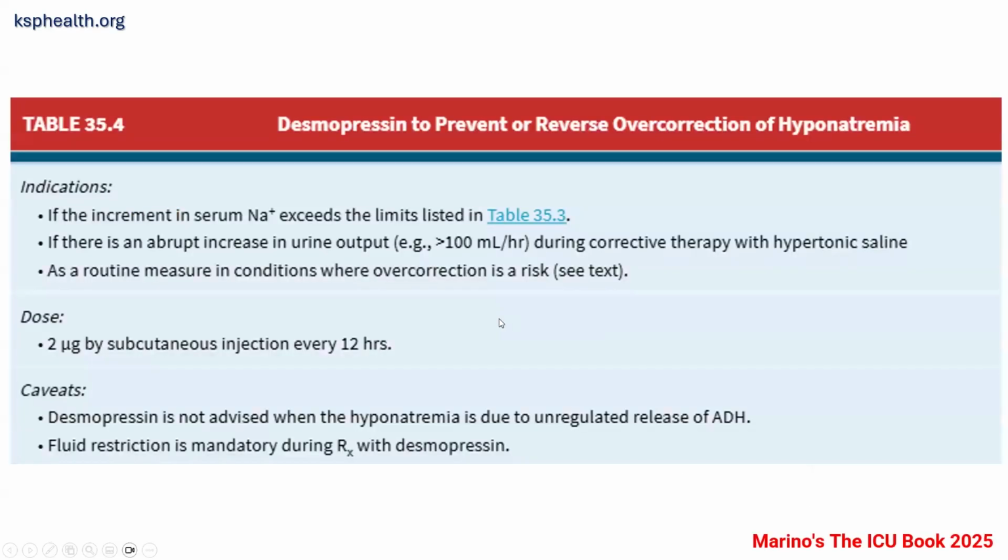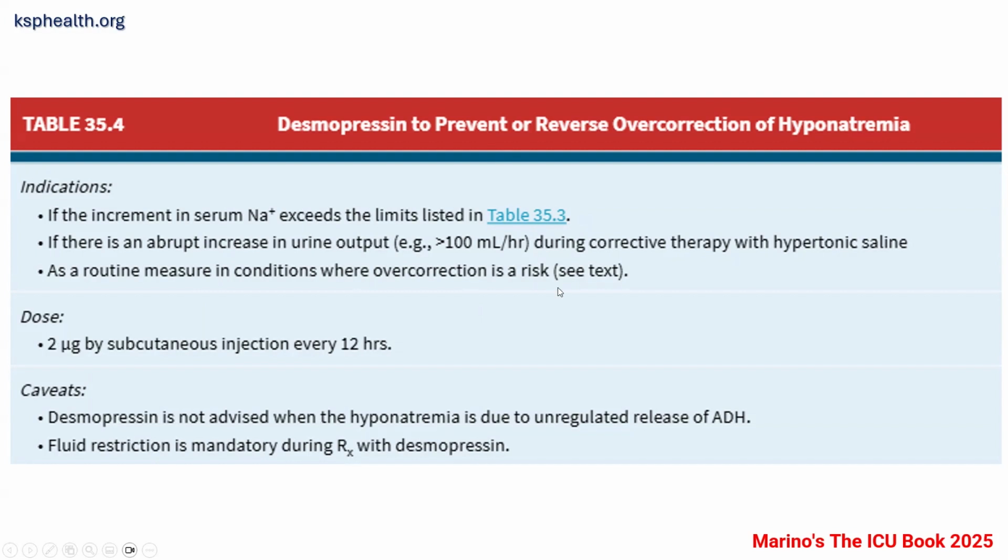How do you do that? The indication for desmopressin is if the increment of serum sodium exceeds the limits, or if there is an abrupt increase in urine output, meaning more than 100 ml per hour, adult value, and in children 2 to 4 ml per kilo per hour, during corrective therapy with hypertonic saline. As a routine measure, where overcorrection is a risk, especially when they have underlying liver disorder, hypokalemia, or protein energy malnutrition, being proactive is not a bad idea.